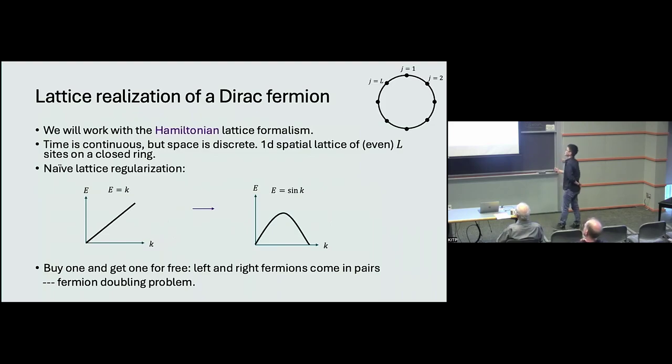So in this talk, I'm going to work with the Hamiltonian lattice formalism. So my space, again, will be a discrete one-dimensional periodic spin chain. Time, on the other hand, is continuous. I'm going to assume the lattice size L to be even. Now, of course, the most naive thing you would like to do is, given that the continuum Dirac fermion has two components, naively you would just put two complex fermions on every site. But as everyone in this room knows, there's a famous fermion doubling problem.